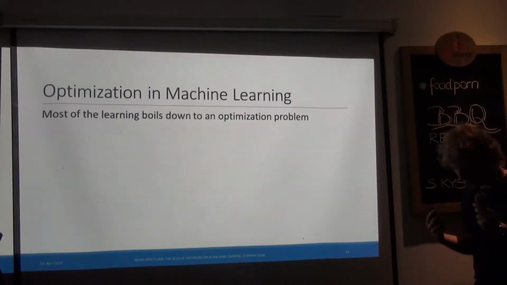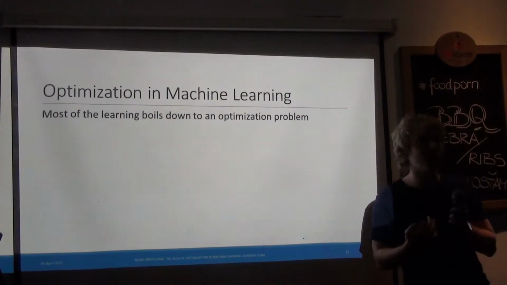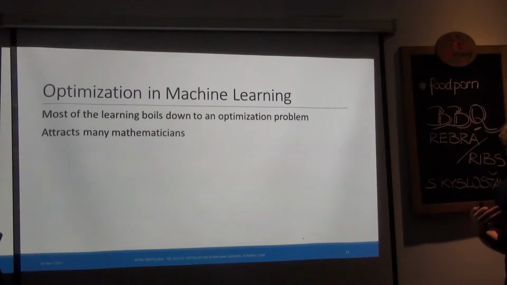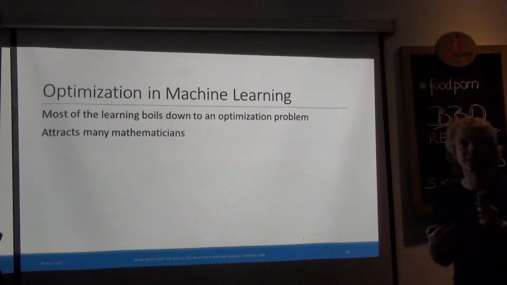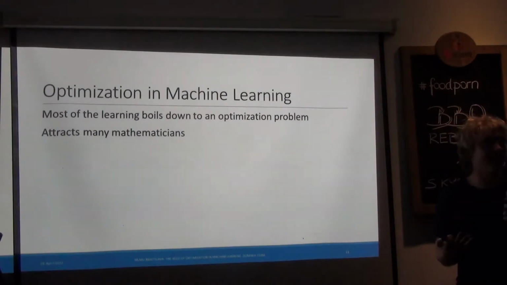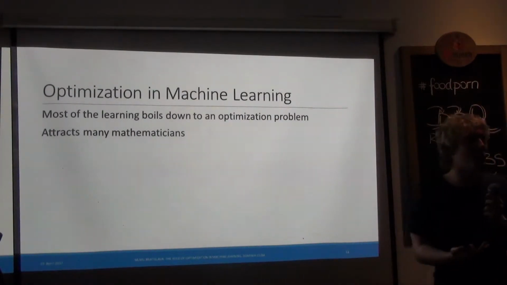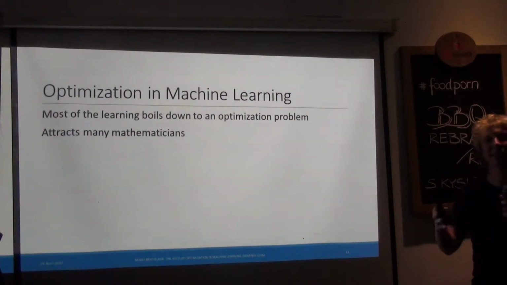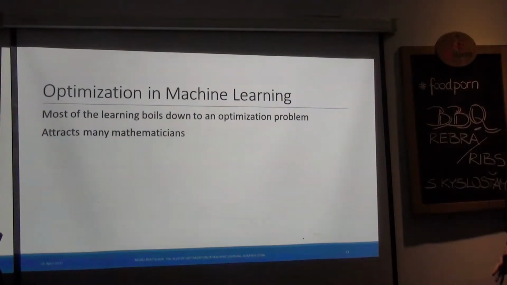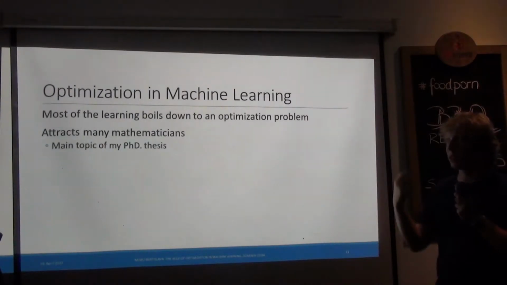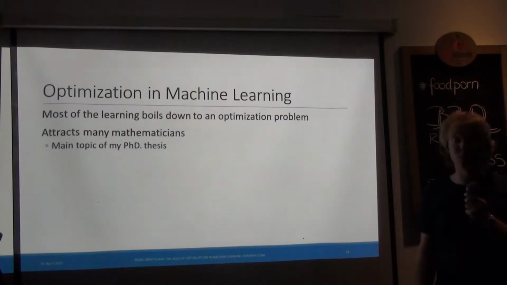So what to learn from this is that most of the learning which appears in machine learning actually boils down to some sort of optimization problem. And because of this, many mathematicians are actually attracted to machine learning because there's some mathematics in a different way than usual. It's not just finance, it's not just statistics. Machine learning is very close to statistics, very similar to statistics, but optimization is at least slightly different. So this is the reason why it's the main topic of my PhD, I suppose.